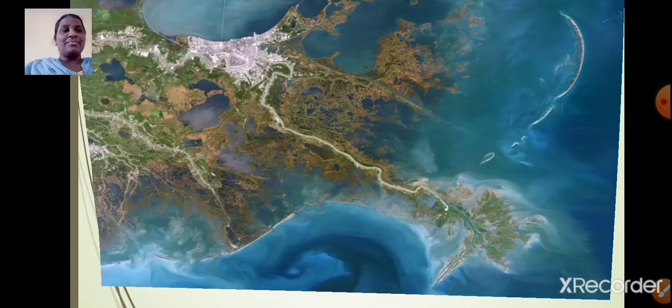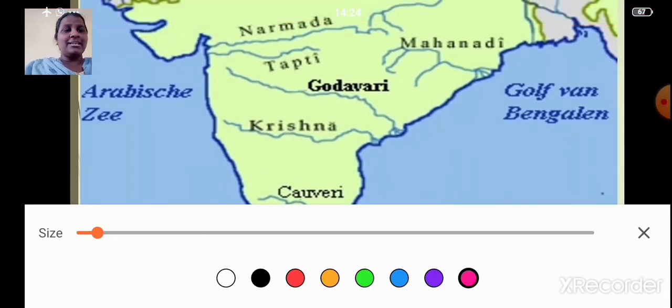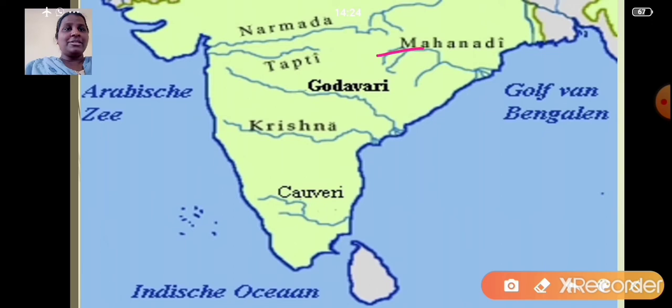Have a look at this map, students. You will understand much better. Here you can see the river Mahanadi, Godavari, Krishna and Kaveri. They form deltas on this coast, that is eastern coast. I hope it is clear.